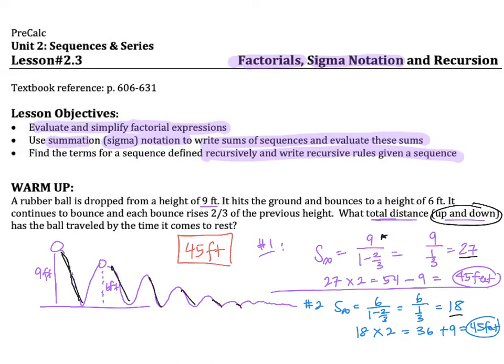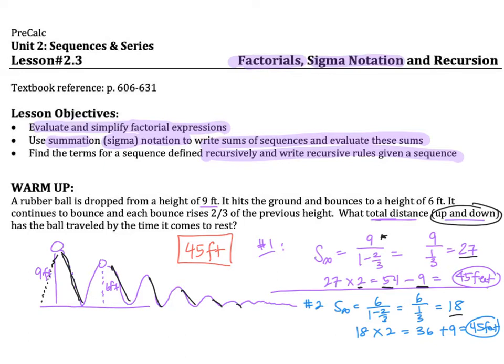So we need to include the upwards directions. That's only the downwards directions. So if I doubled 27, I need to be careful. I need to go back and subtract 9 because there was no upwards direction here at the beginning, right? So I have to subtract 9 because that included the 9, so it'd just be 45 feet.